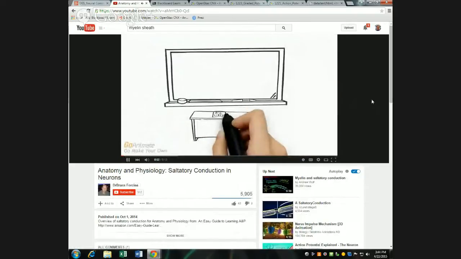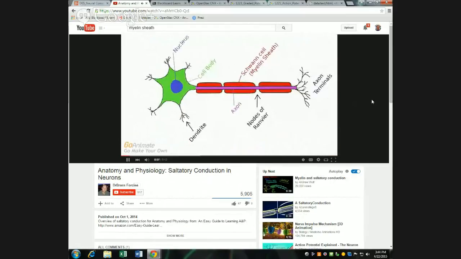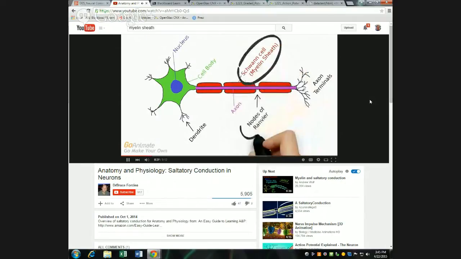Let's learn about saltatory conduction. Saltatory conduction is a process that occurs in neurons with myelinated axons. Myelin is what makes white matter white. Remember, the parts of the neuron include the cell body, dendrites, axon, and axon terminal. Myelinated axons have Schwann cells that produce myelin, a lipid substance. They also have gaps in the myelin called the nodes of Ranvier.